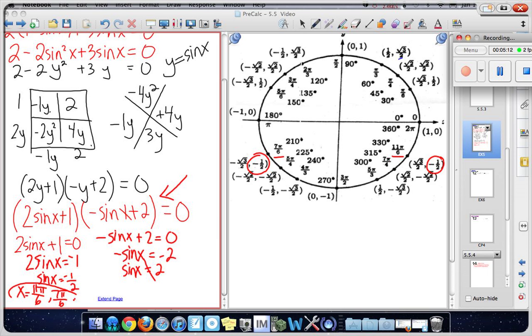So let's review. We replaced cosine squared of x with this term that had to do with sine squared of x. So we're going to be using our identities. So you have to keep an eye out for when you can combine things and change things. Let's take a look at the next example.